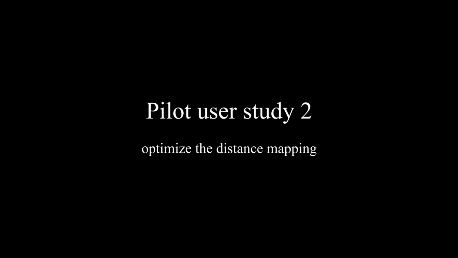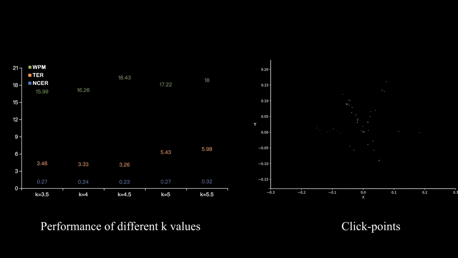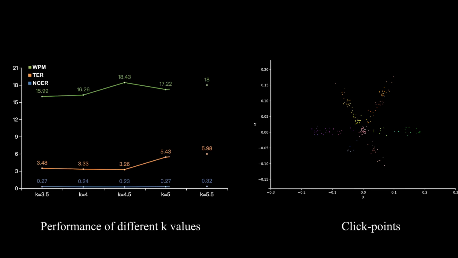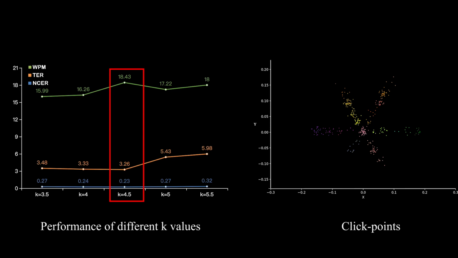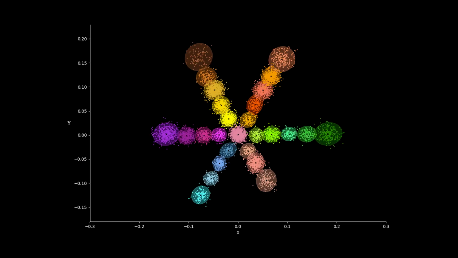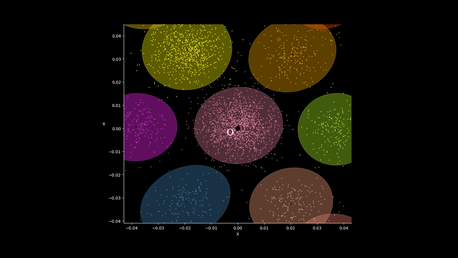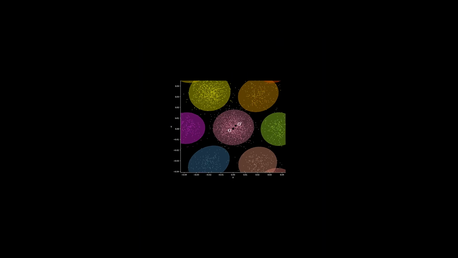We designed Pilot User Study 2 to optimize the mapping. We tested the typing performance of 5 different linear mapping coefficients, and we also collected click points when participants clicked keys. We found when k equals 4.5, the typing speed was the highest and the error rates were the lowest. Then we analyzed the distribution of the click points of k equals 4.5. We found that the center of the keyboard moved from origin O to O prime. Therefore, we recalculated the mapping coefficients for each key.